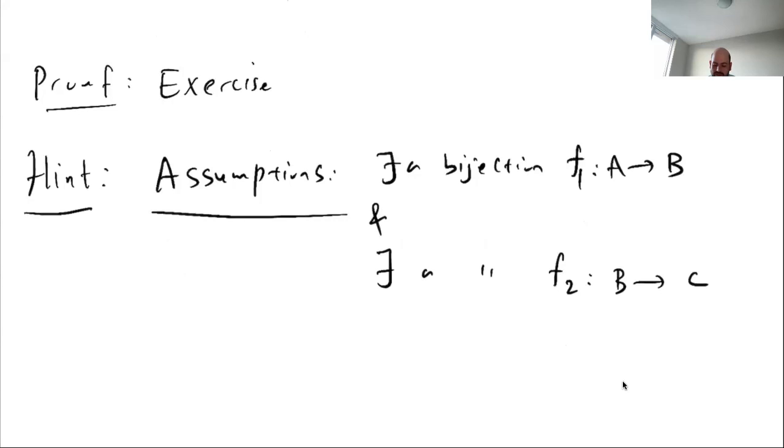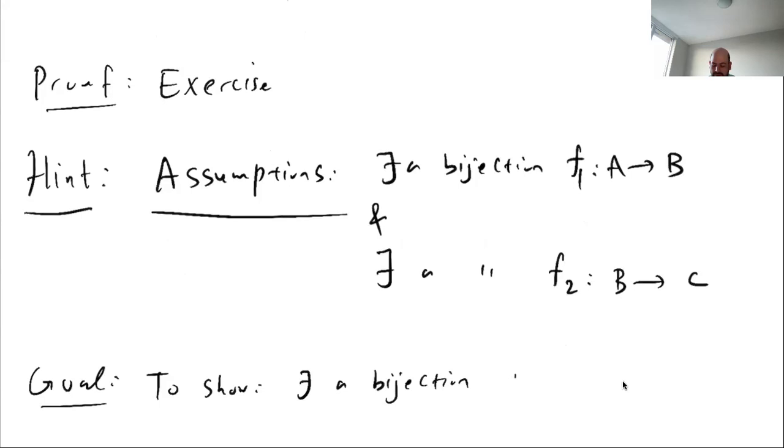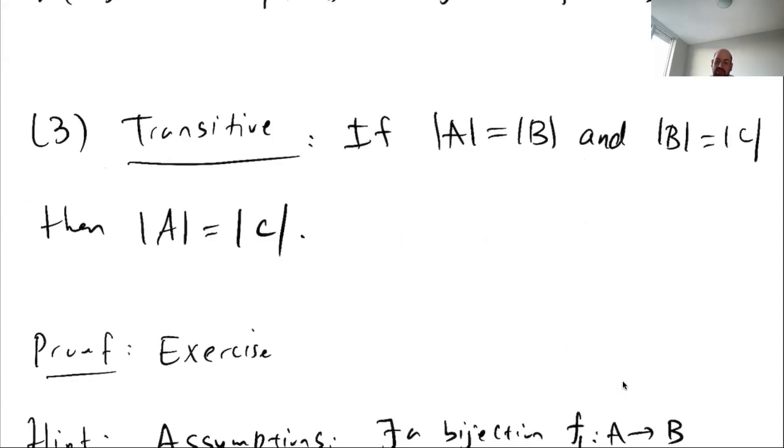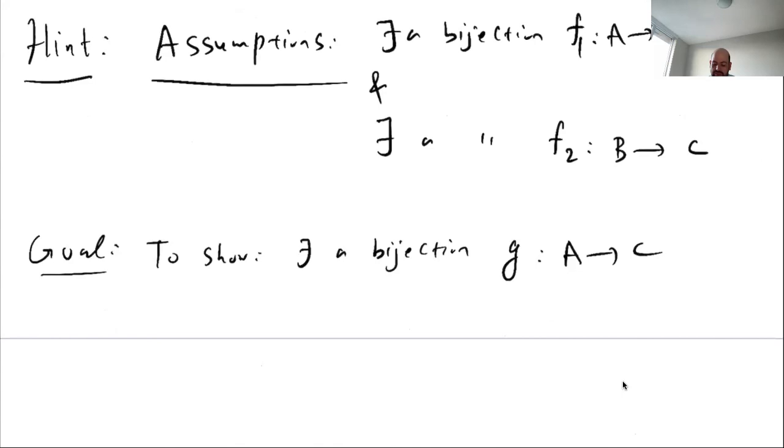So what is the goal? To show there exists a bijection, let's say G from A to C. You want to show that cardinality A equals cardinality C. So that means you want to show there is a bijection G from A to C. So what do you think G would be in terms of F1 and F2? In the previous example, our G was F inverse, but here it won't be F inverse anymore. We have two functions, F1 and F2. So what do you think G would be?